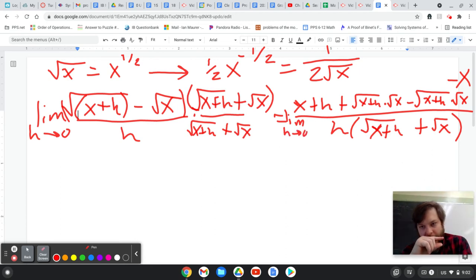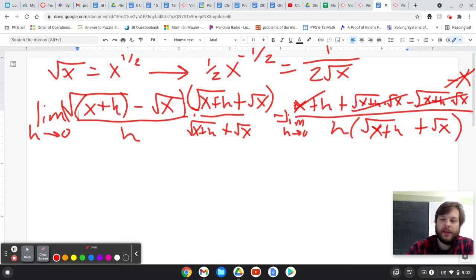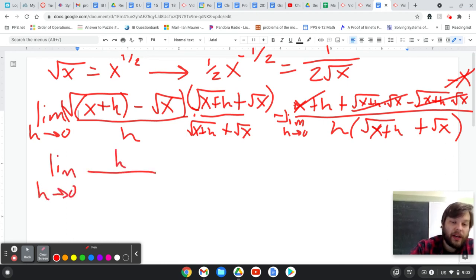So there's some nice stuff that cancels now. Positive x and negative x cancel. Positive square root of x plus h times square root of x cancels with negative square root of x plus h times square root of x. And that leaves us with the limit as h approaches 0 of h divided by h times square root of x plus h plus square root of x.